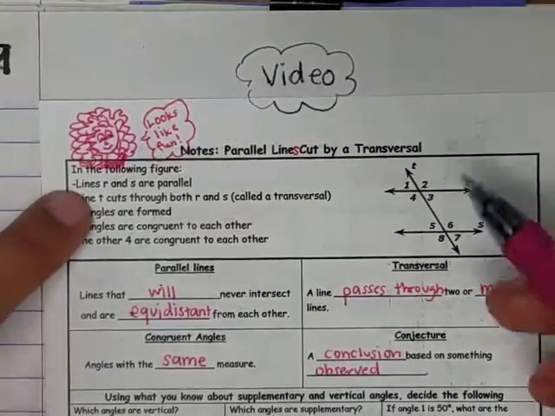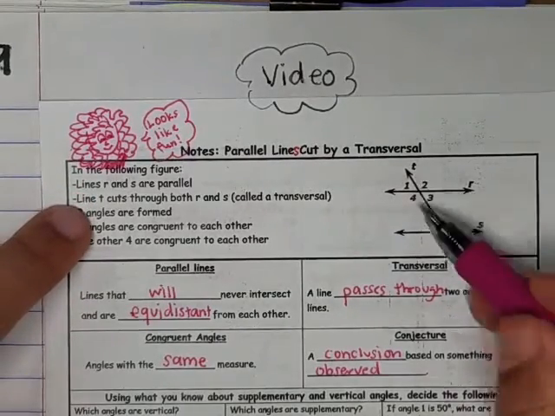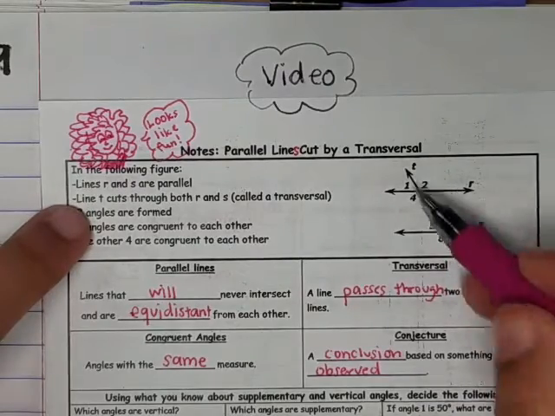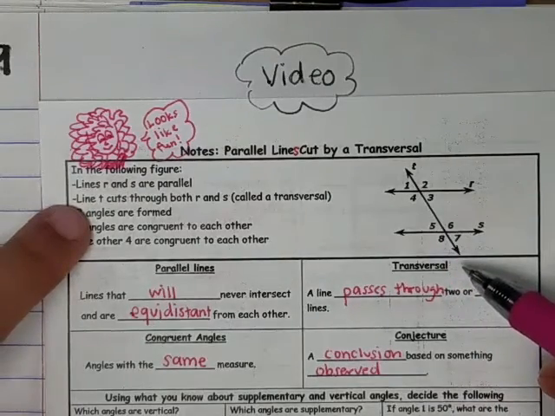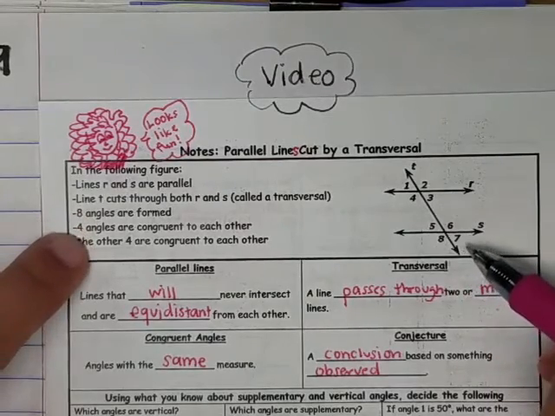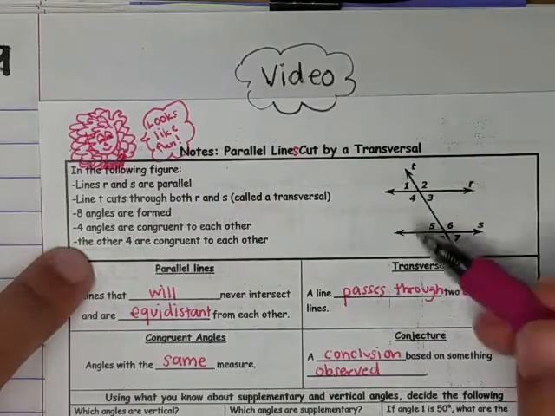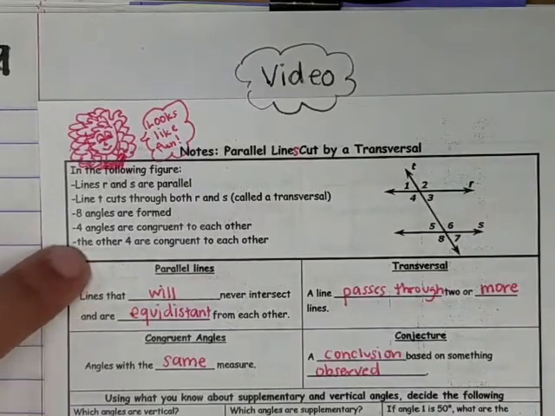All right, so a few things about this picture. First of all, line R and line S are both parallel to each other. Line T cuts through both, and this is called a transversal, and we'll talk about that in a minute. There are 8 angles that are formed when this happens. 4 angles are congruent to each other, and the other 4 angles are congruent to each other, and we'll determine which ones are the same and which ones are different.